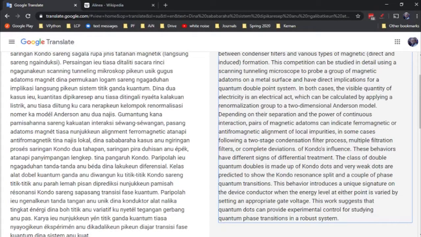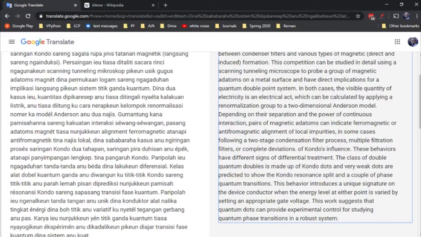Depending on their separation and the power of continuous interaction, pairs of magnetic atoms can indicate ferromagnetic or antiferromagnetic alignment of local impurities, in some cases following a two-stage condensation filter process, multiple filtration filters, or complete deviations of Kondo's influence. These behaviors have different signs of differential treatment.